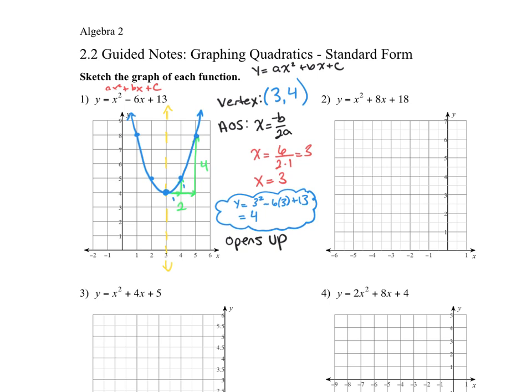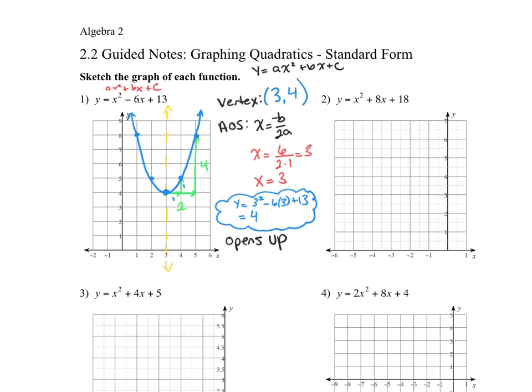Could you have done a t-chart? Absolutely. But it's just much easier to remember 1, 1 and 2, 4. Go over 1, up 1, put a point. Over 2, up 4, put a point. Okay? Because this parabola is not being wider or narrower. It's just like the home base one. Okay?